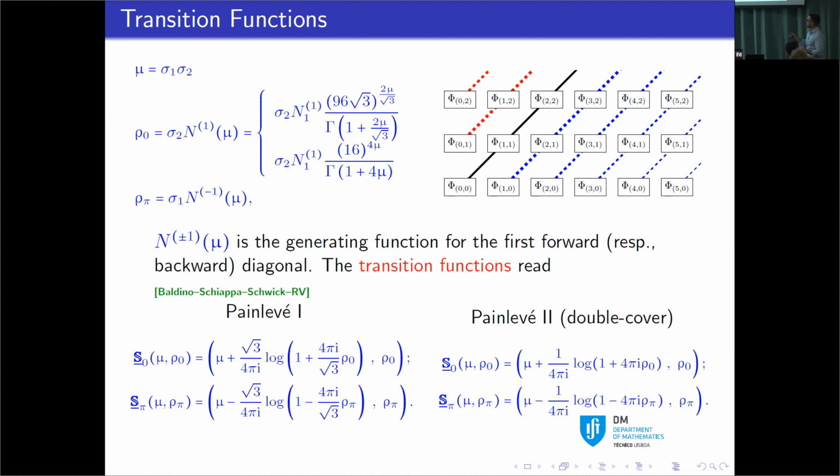Of course, these square roots and 4 pi i's depend a little bit on the normalization of your Painlevé equation. For example, if you do Painlevé II, the homogeneous case and the double cover, then you find a little bit nicer numbers, but it's just a matter of conventions.